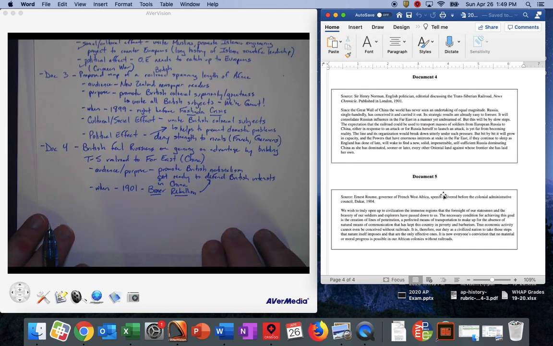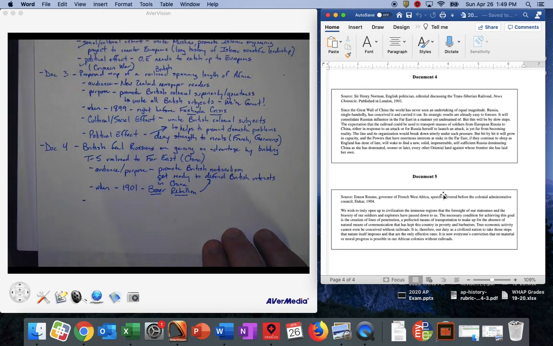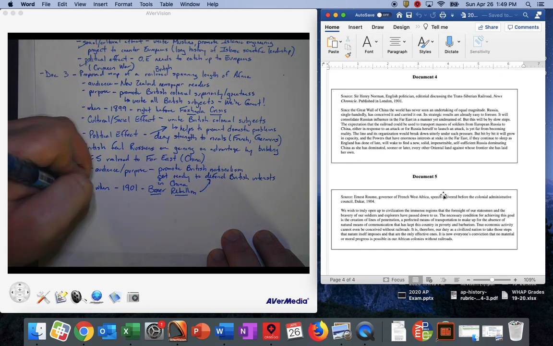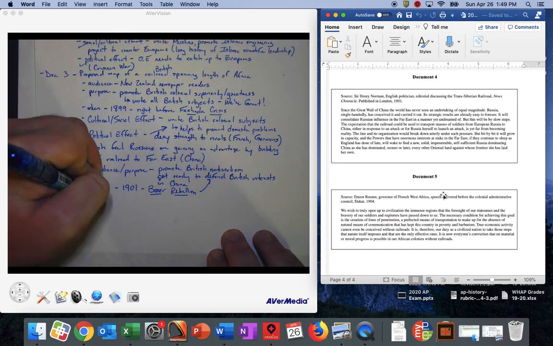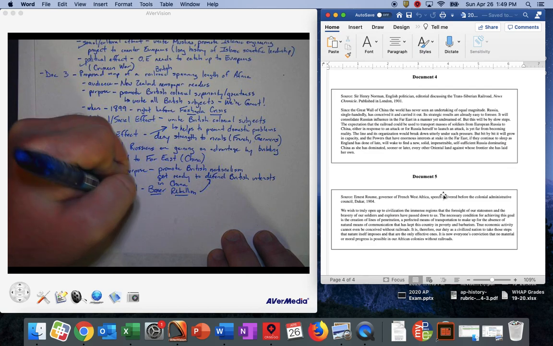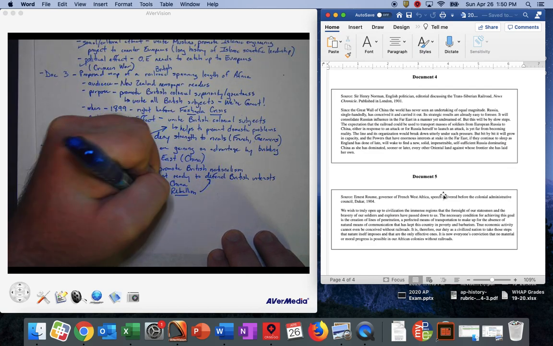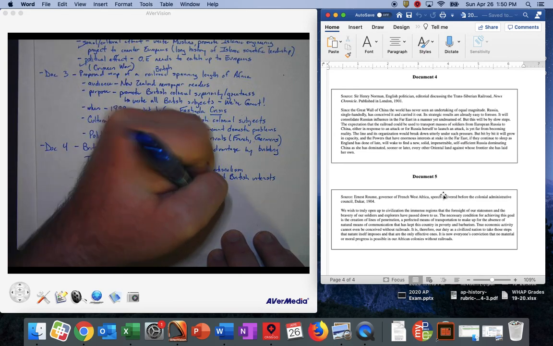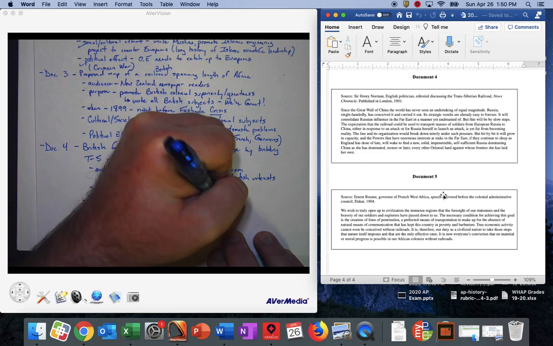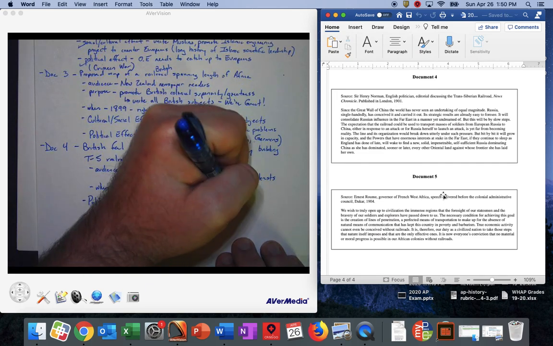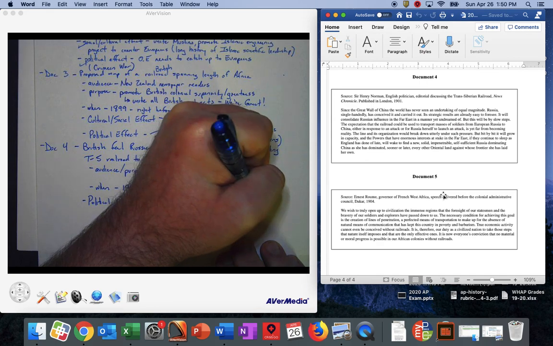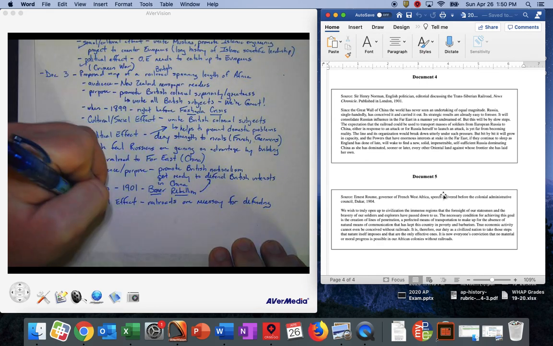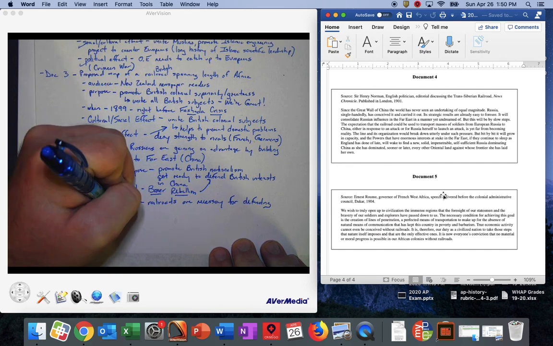So for this one, you might bring in the cultural effect again of promoting British nationalism, but I think the biggest effect here is a political one. And the political effect here is that railroads are necessary for defending faraway economic interests.